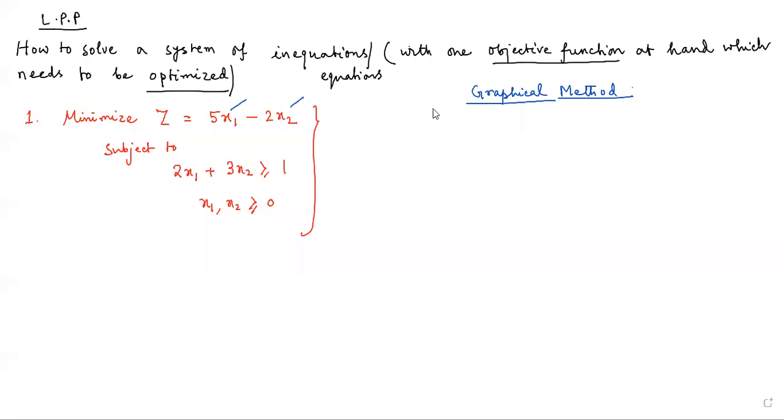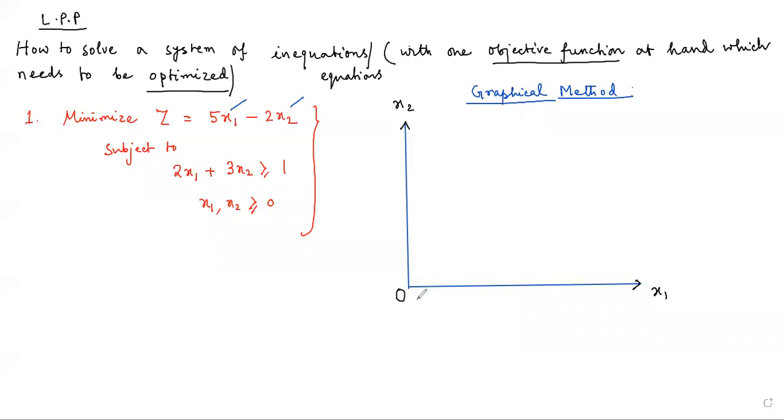One axis will be denoted by the axis x1, and another axis will be denoted by the axis x2, the variable x2. So first of all, let us try to draw it. And we'll denote this horizontal axis by x1 and this vertical axis by x2. And this is my origin.